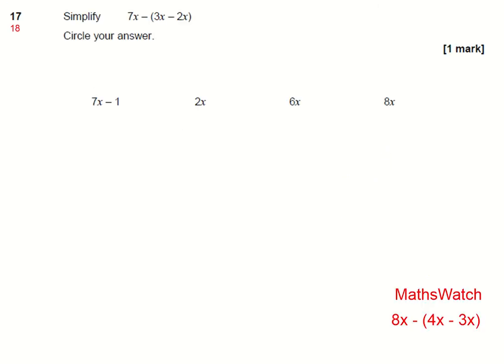Question 17. Simplify 7x minus, in brackets, 3x minus 2x. So this is a BIDMAS question combined with algebra, which means that we need to do the brackets first. So inside the brackets we've got 3x minus 2x. If we do 3x minus 2x, we are left with just one single x. We are now doing 7x minus that 1x, and 7x minus 1x gives us a total of 6x.